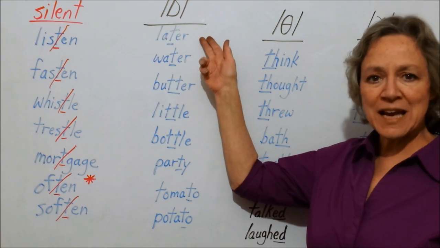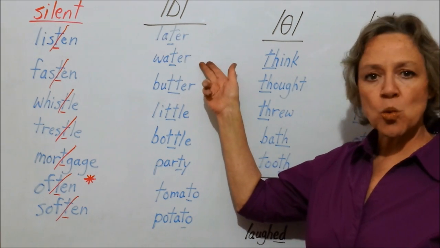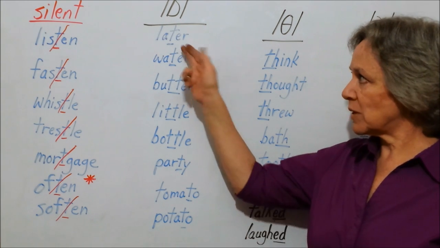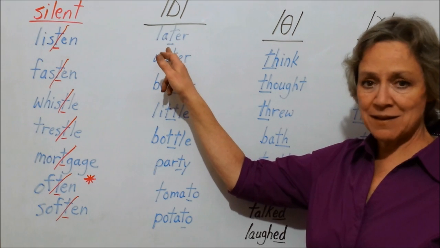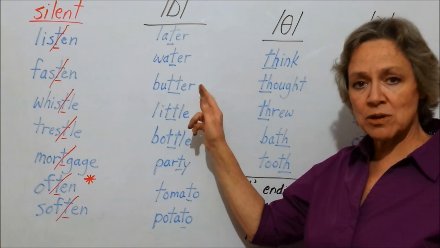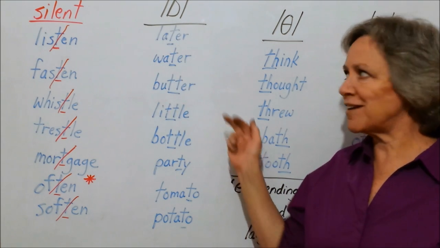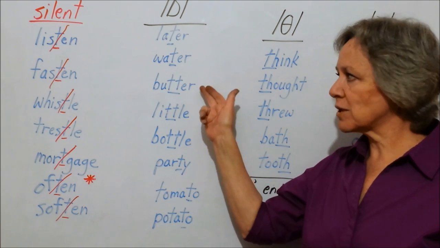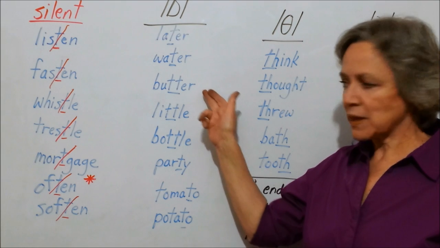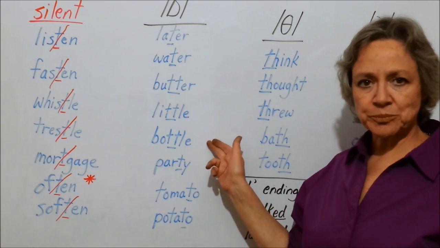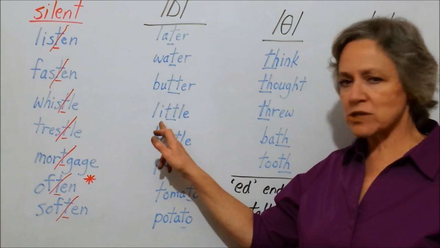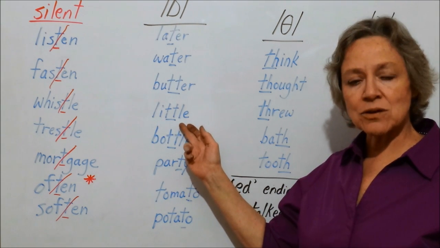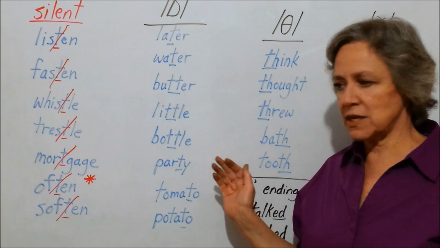So we have later, water, butter. Okay, each of these is a T beginning an unstressed syllable and it has a vowel sound on either side. Later, water, butter. Then I have two examples where we have the vowel sound before the T and an L or O sound after the T.